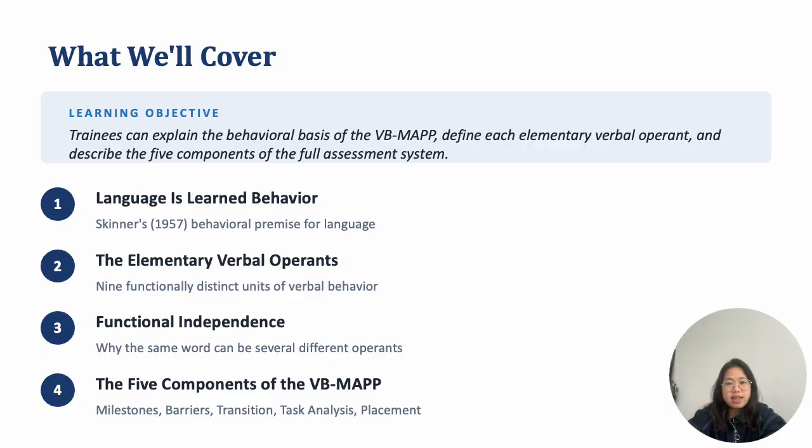Here's what we'll cover in this section. First, you're going to learn the idea that language is learned behavior, straight from Skinner's 1957 analysis. Second, the 9 elementary verbal operants that make up a complete verbal repertoire. The third one is why those operants are functionally independent of each other, a critical clinical idea. And the last one is the 5 components that make up the complete VB-MAPP system, which the rest of this course will walk through in detail.